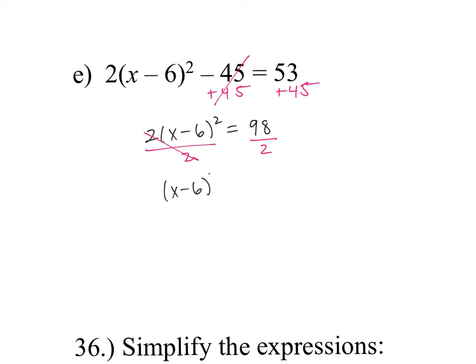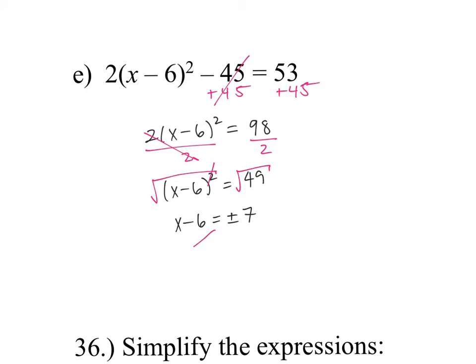(x minus 6) squared would come down, and 98 divided by 2 is going to give me, I think maybe 49, but I'm just going to double check here using a calculator. And I do get 49. So from here, the rest is pretty simple. I've got to take a square root to get rid of the square. x minus 6 comes down, and 49 is going to give me 7 if I take a square root. So I have plus and minus 7.